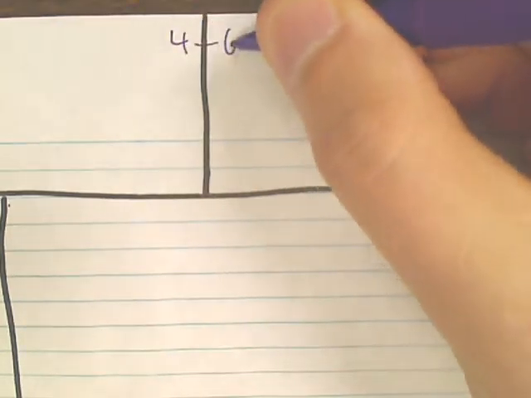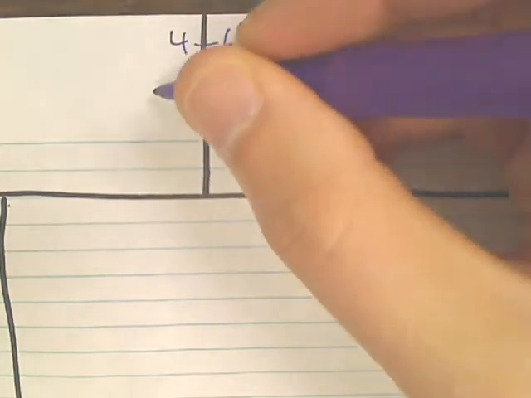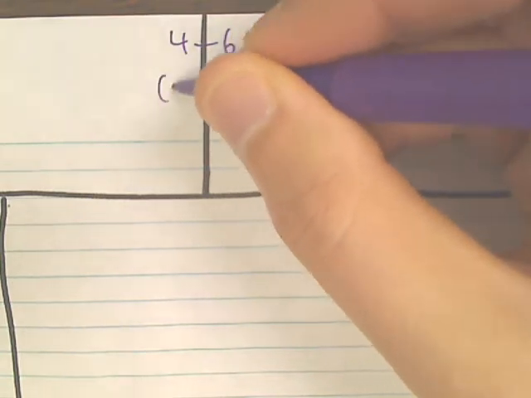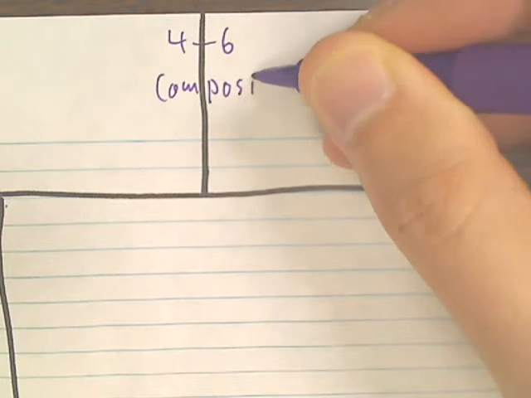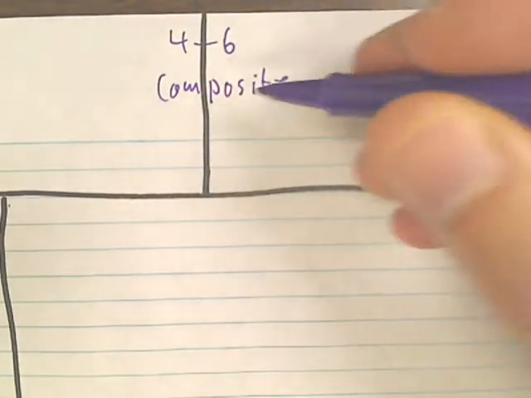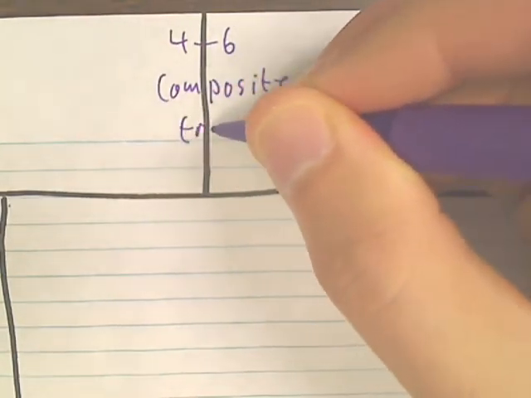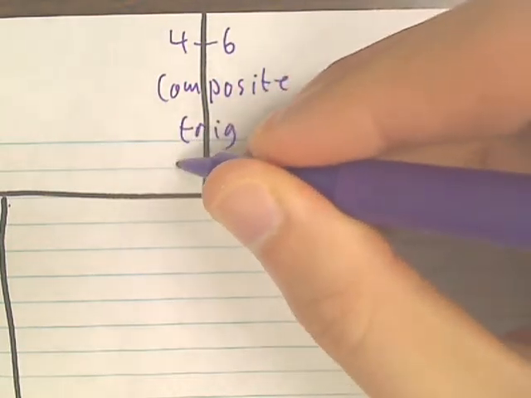Let's check out section 4.6. 4.6, composite. I really need to learn how to spell. This is embarrassing. Composite trig functions.